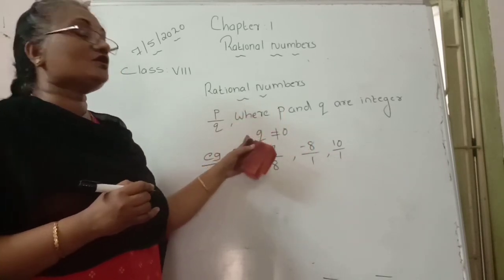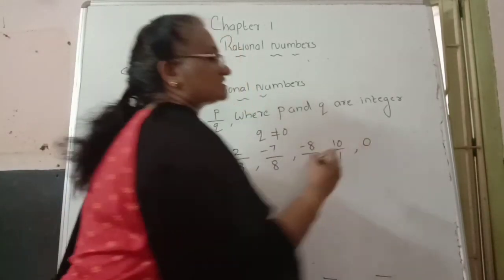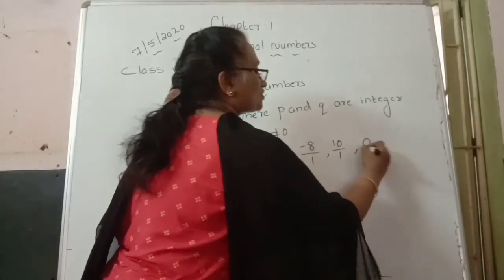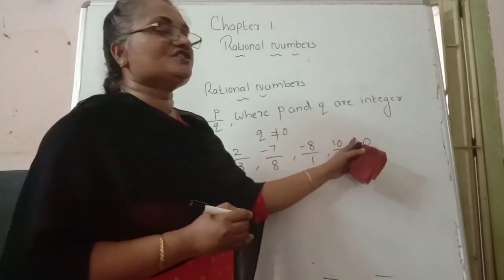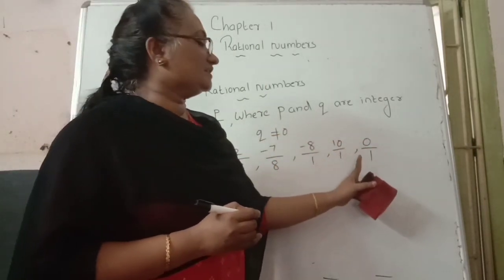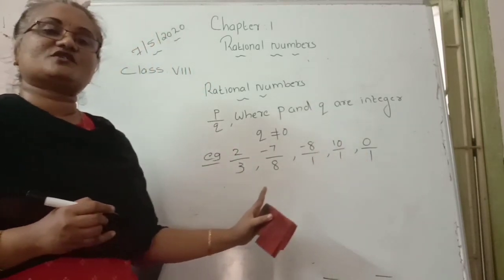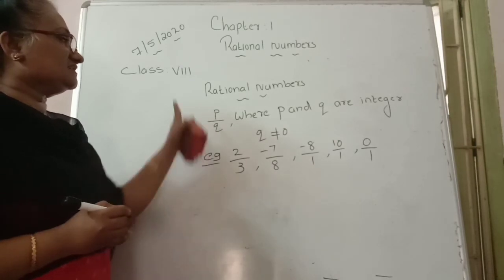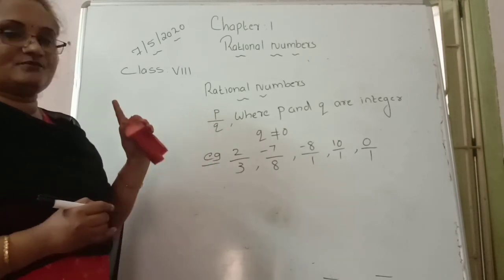So remember, the denominator cannot be 0, and 0 also is a rational number. Why? Because we can represent 0 as 0 by 1. Here the P value is 0 and the denominator Q value is 1. So 0 by 1 is also a rational number. This is about rational numbers.